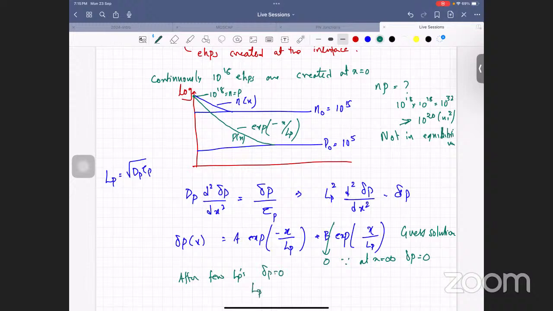How much is Lp? Lp is going to be root of Dp tau p. Dp is roughly of the order of 10 centimeters squared per second. Tau p could be roughly of the order of 10 nanoseconds. You take it and you solve for it, you get the expression. Each semiconductor will have a different minority carrier diffusion length, depending on the doping and so on.